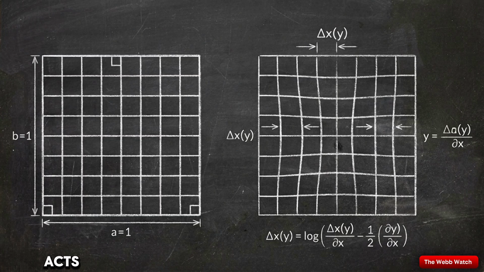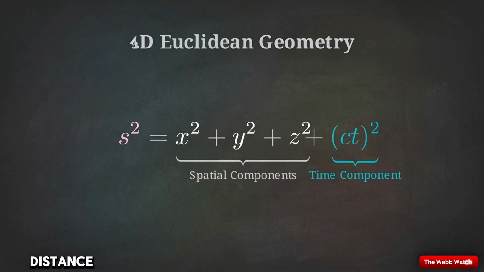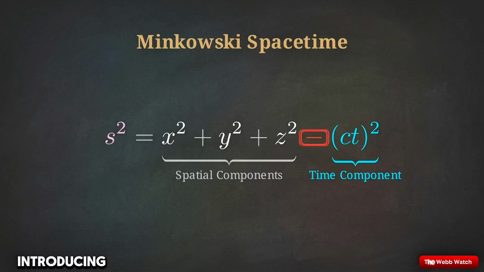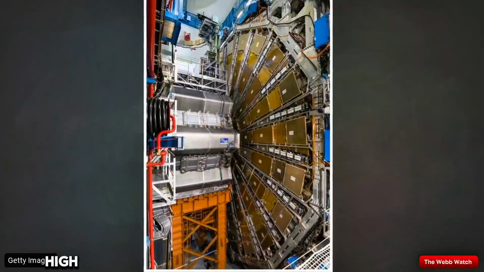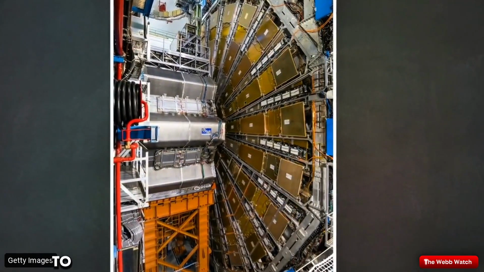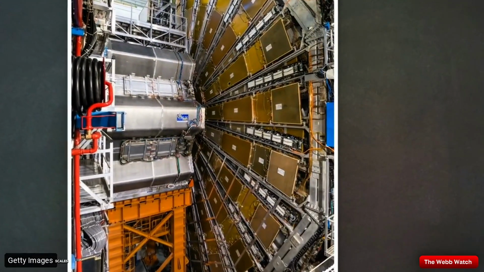However, time acts under different mathematical rules than physical space. In Minkowski's equations, calculating the distance between two events requires subtracting the time component, introducing a mathematical minus sign into the geometry. Time operates as a structural, geometric axis necessary to map physical reality. Today, physicists use high-energy particle collisions at facilities like the Large Hadron Collider to search for evidence of higher dimensions looped into microscopic physical scales.